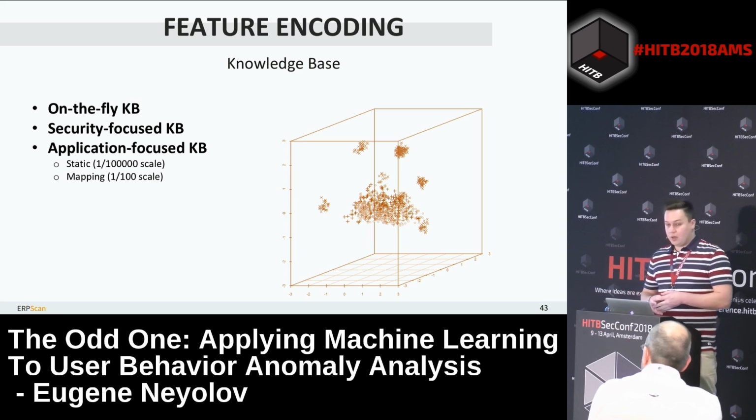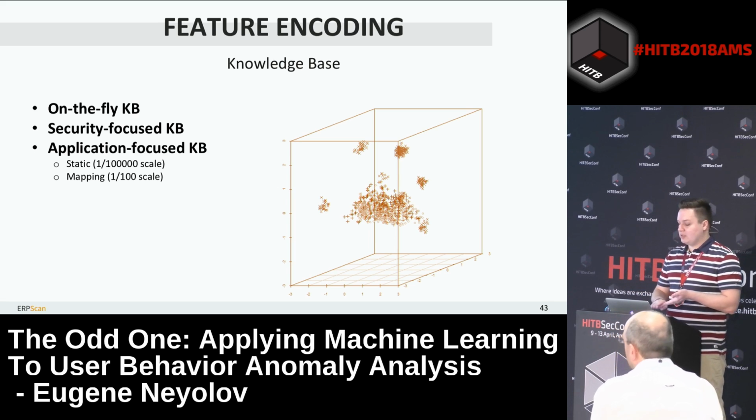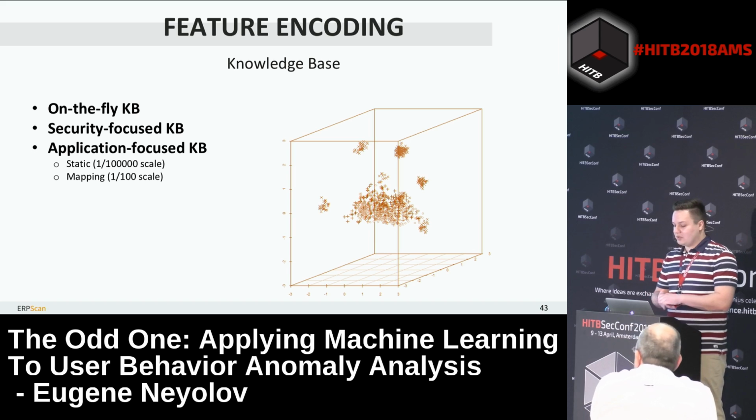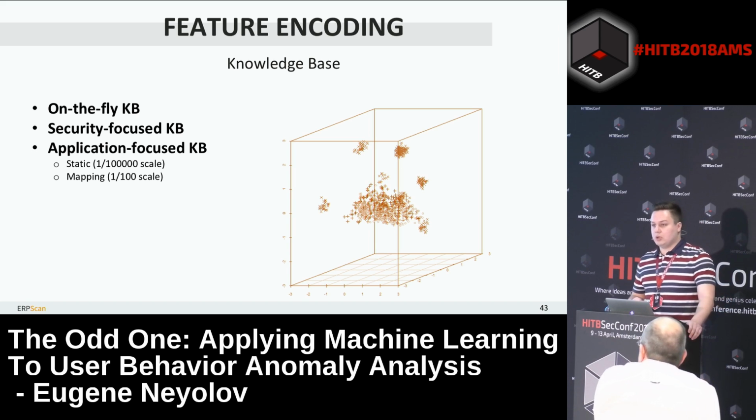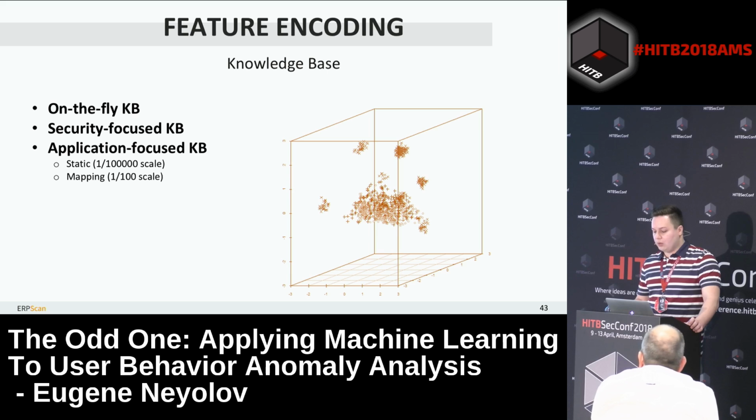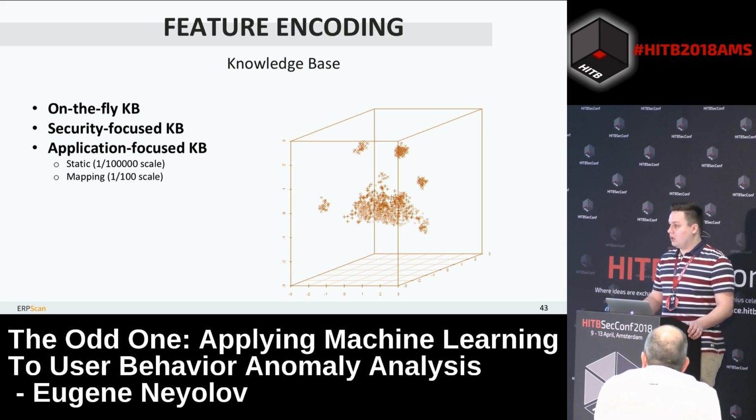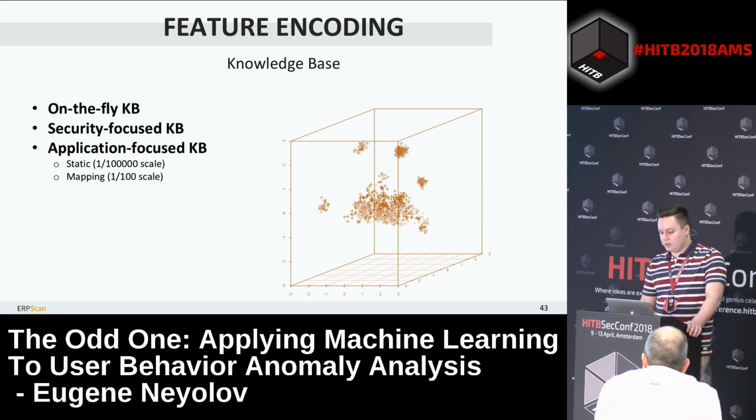It's possible that we would have more options if we had a different type of data. But in this case, the on-the-fly knowledge base means that actually we don't have a knowledge base, and the way it works is we collect all names of programs at the start of our model. The obvious problem is that we only work with the data that existed at the moment of feature encoding.